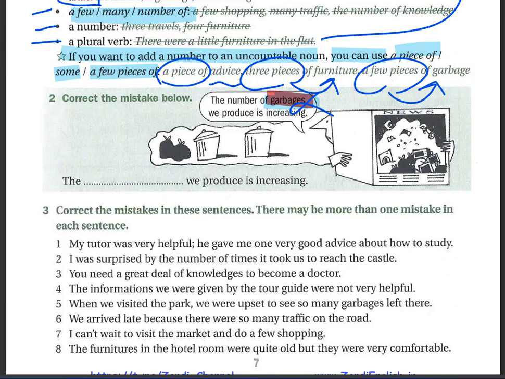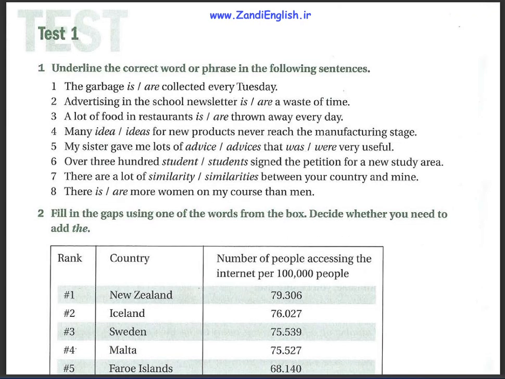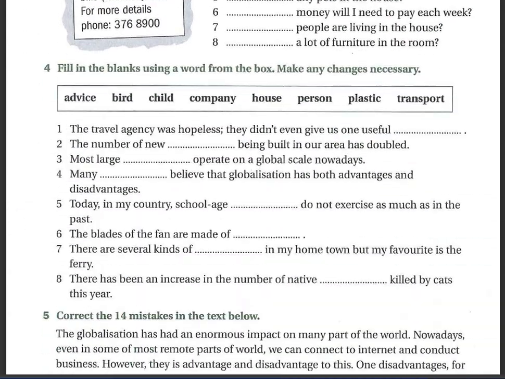Now part 3. Correct the mistakes in these sentences. There may be more than one mistake in each sentence. So, I want you to pause the video and do this part. Then you can check your answers with me. Great! Now you can check your answers with the correct ones here. Great! I hope you have enjoyed up to this part. Let's go to the next part. You have a test here. You can do it for yourself.